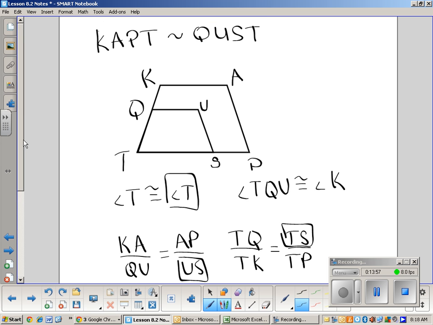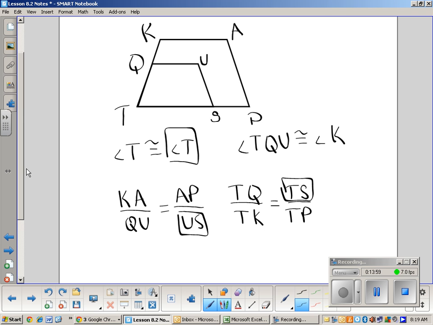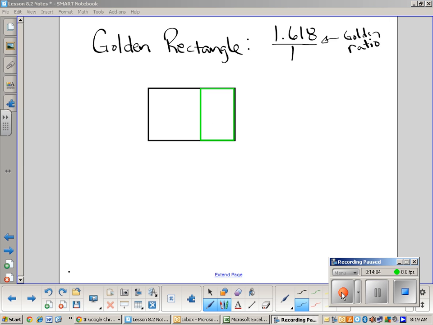All right, and the angles are always congruent. They're not proportional, they're congruent. Angles are congruent. Okay? Go ahead and copy that down.